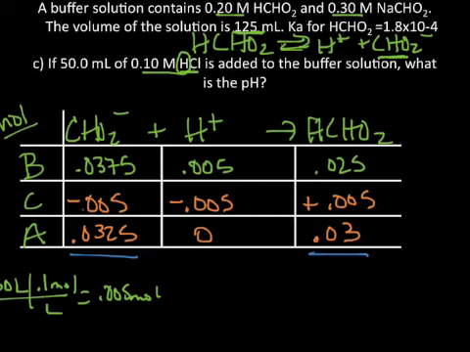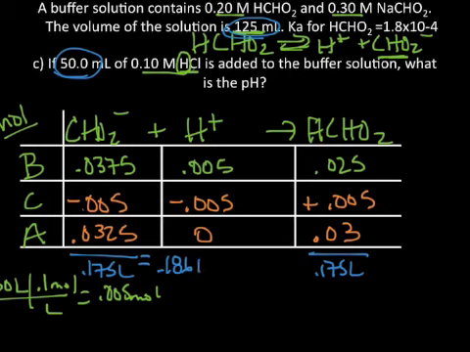Again, just like in my last problem, before I can do anything with this, I have to convert these back to molarity using my new volume. And again, my new volume is still 50 milliliters of strong acid added to my 125 milliliters of buffer. So that's 0.175 liters. So that gives me 0.186 molar. And that's my base first this time. And then that gives me 0.171 for my acid concentration.